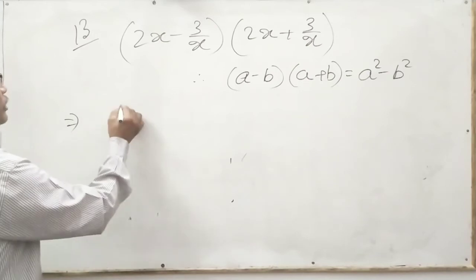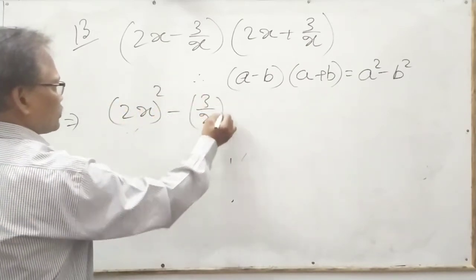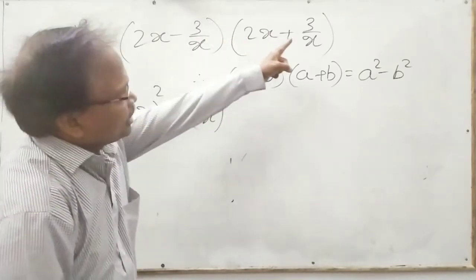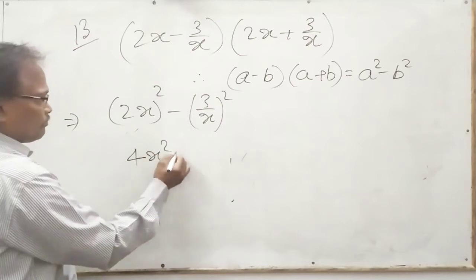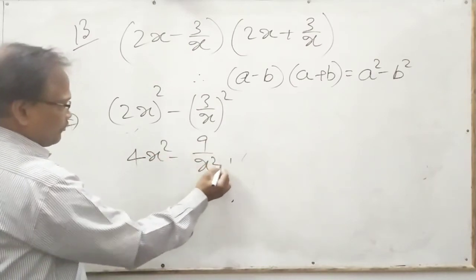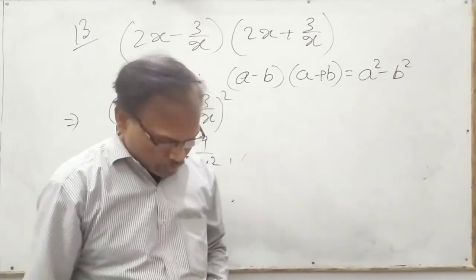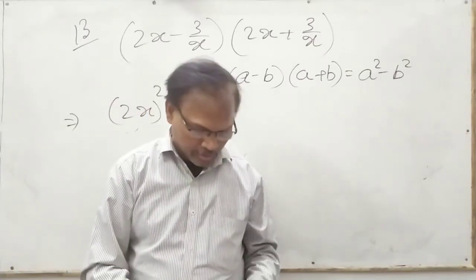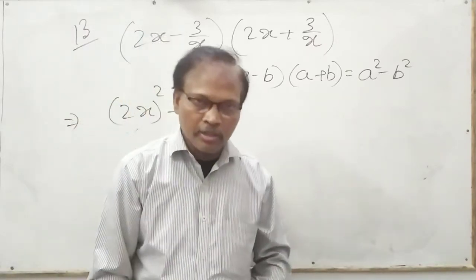Simplified form. So it will be 2x whole square minus 3 by x whole square. If you multiply these two, you will get the same thing. 4x square minus 9 by x square, this is the simplified form. This is the answer.